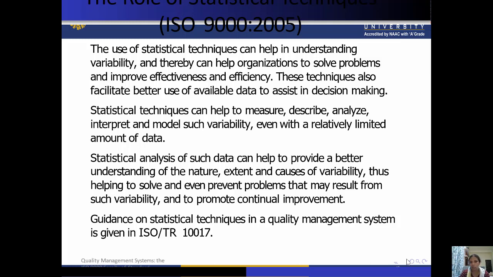Statistical techniques can help to measure, describe, analyze, interpret, and model such variability, even with a relatively limited amount of data. Statistical analysis of such data can help to provide a better understanding of the nature, extent, and causes of variability, thus helping to solve and even prevent problems that may result from such variability and to improve continual improvement. Guidance on statistical techniques in a quality management system is given in ISO/TR 10017.